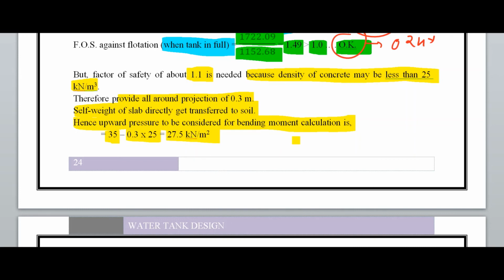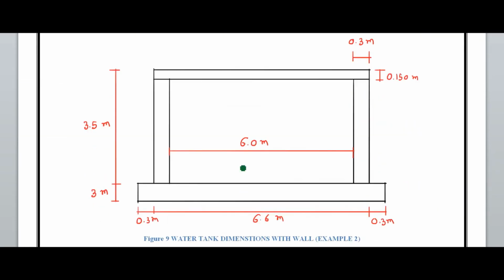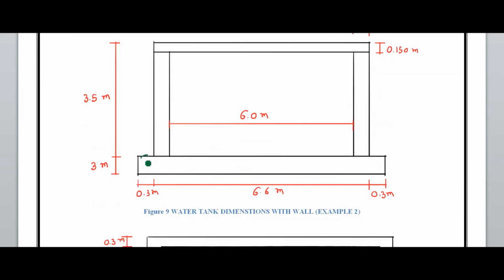27.5 kN per meter square. What is this? This is a moment, for this projection.